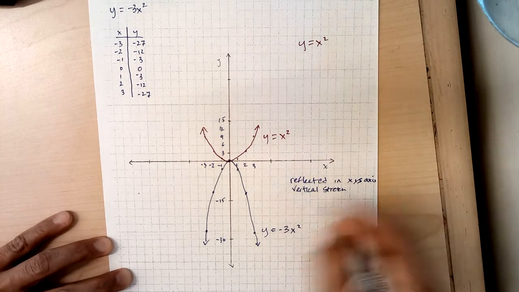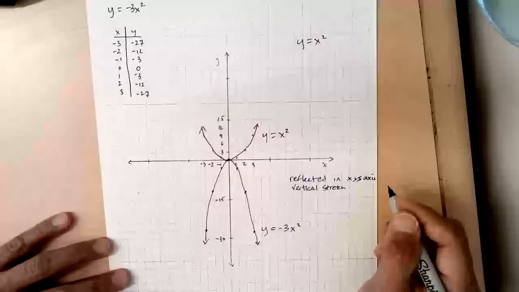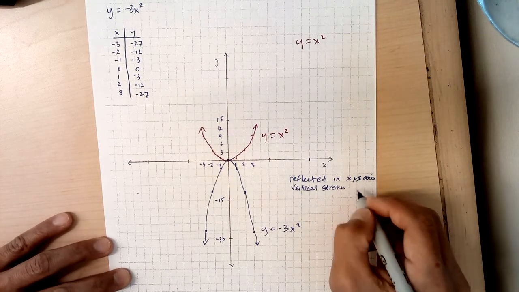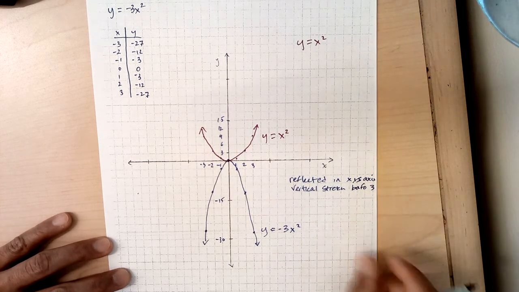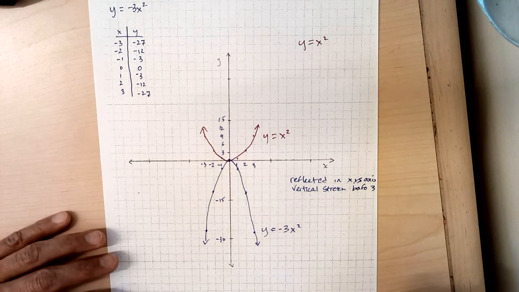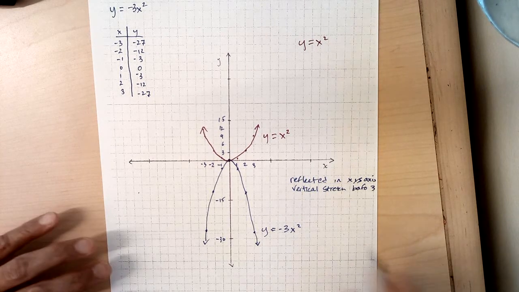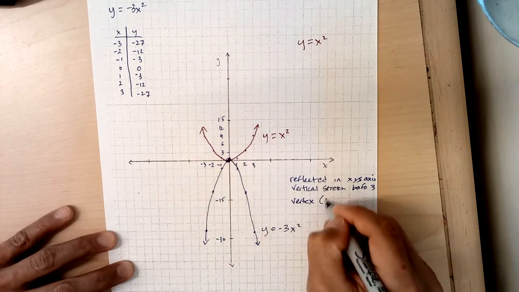Going back to it's reflected. It's reflected because a is a negative value. A is negative 3. And it's a vertical stretch specifically by a factor of, in this case, just 3, not negative 3. The negative makes the graph flip or is reflected. Okay. And then we could figure out the vertex. The vertex is still right here. The vertex is 0, 0.